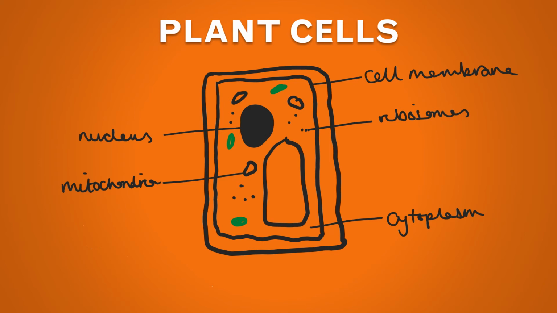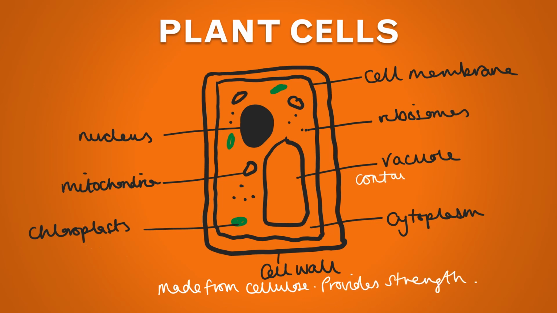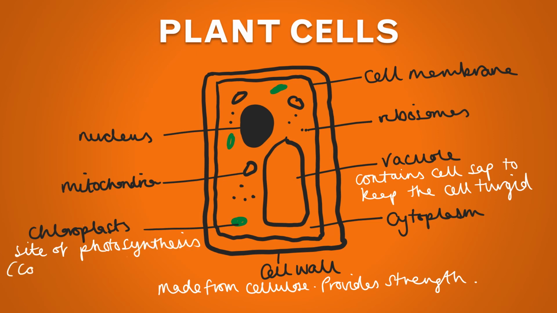So we're now just going to focus on the additional structures that plant cells have. And these are the cell wall, the vacuole, and the chloroplasts. Again, it's really important that you're not only able to identify these structures, but you're able to describe their roles for your GCSE exam. So the cell wall is made from cellulose, which is a polymer of glucose, and it provides strength for the cell. The vacuole contains cell sap, and it keeps the cell turgid. And finally, the chloroplasts. This is the site of photosynthesis. Chloroplasts contain a green pigment called chlorophyll, which absorbs sunlight for photosynthesis.